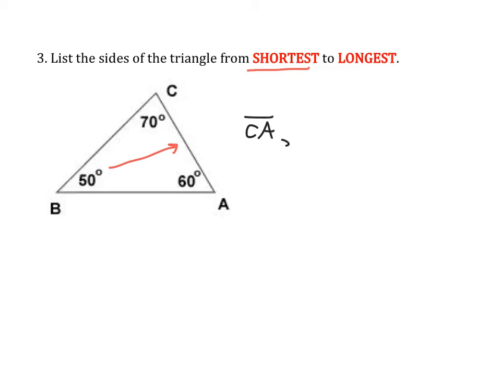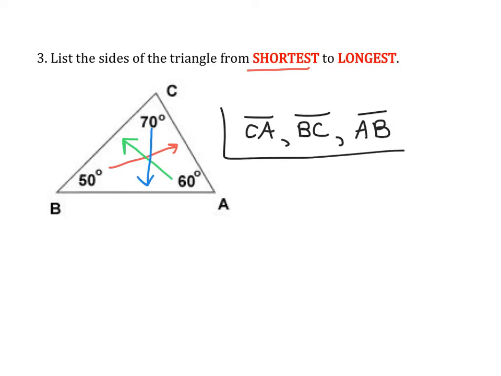Then I'll find my next smallest angle, which is 60, and I'll look opposite. So the next largest side would be side BC or CB. And then the largest angle is always going to be opposite the longest side. So our longest side is AB or BA. There you have it.